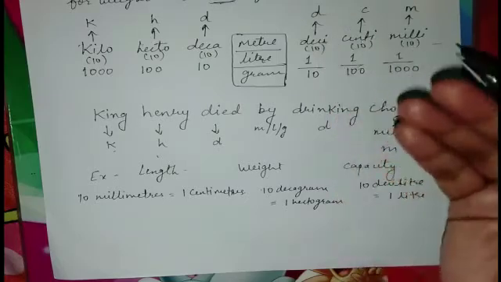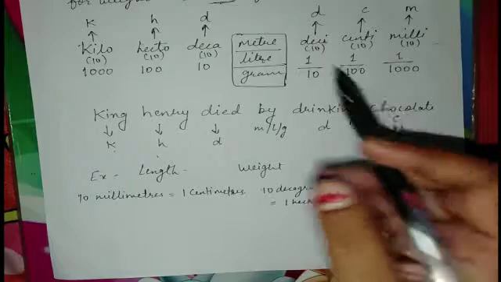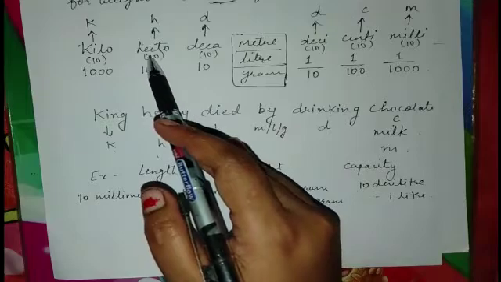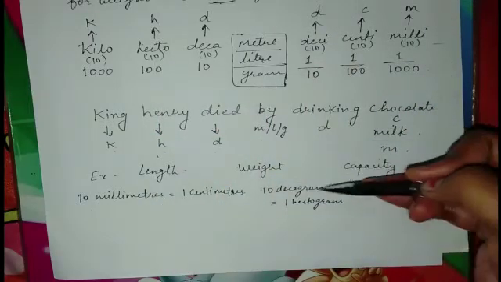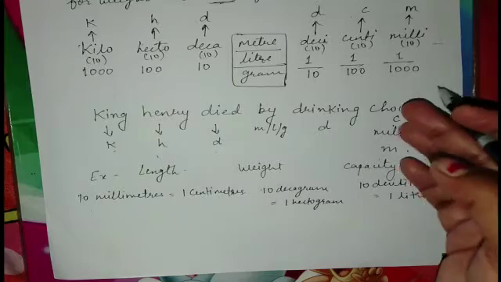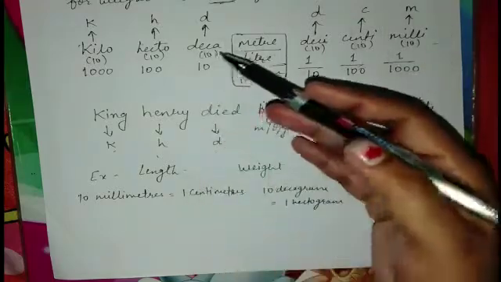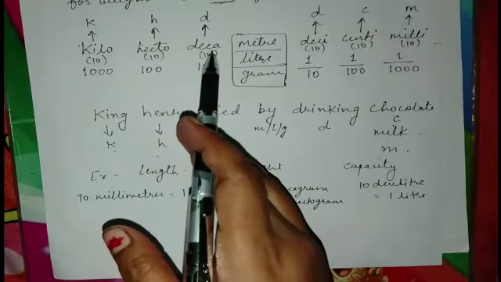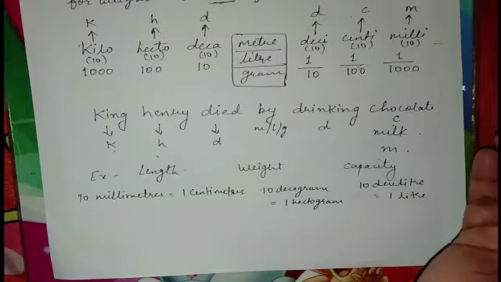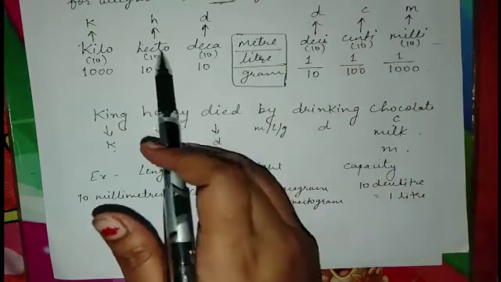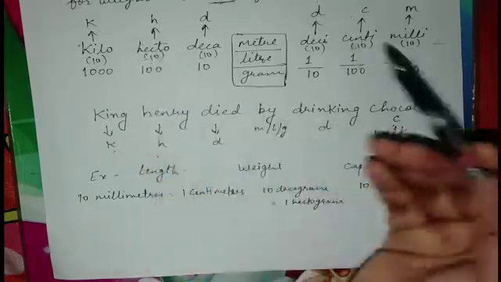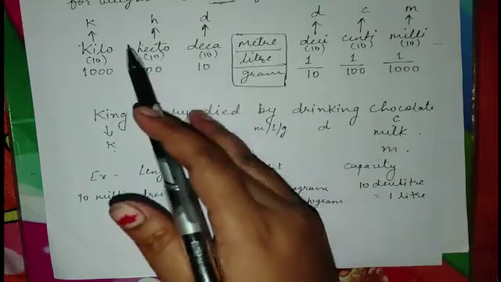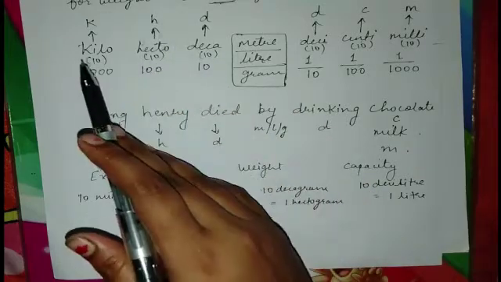Same if we take weight. So if I take 10 decameter is equal to 1 hectometer. Sorry, 10 decagram, it is in weight, means gram we will take. 10 decagram is equal to 1 hectogram. Same if we take capacity, it means liter. 10 deciliter is equal to 1 liter. 10 hectoliter is equal to 1 kiloliter.